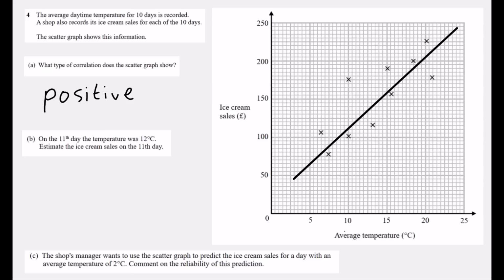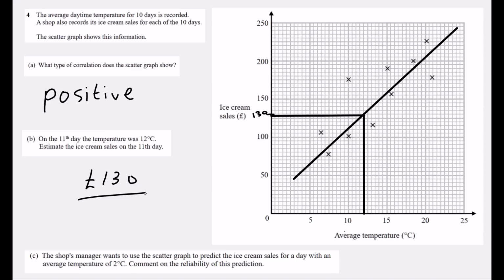So on the 11th day, it's 12 degrees. So we go to 12 degrees. So it's two little boxes is 1 degree. So 12 degrees is here. Then we'll read off the graph. That's 100 and either 125, maybe 130. So £130.